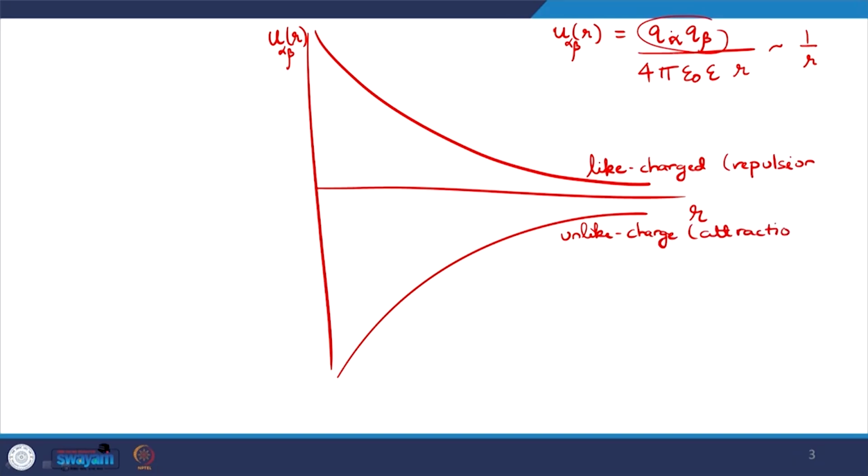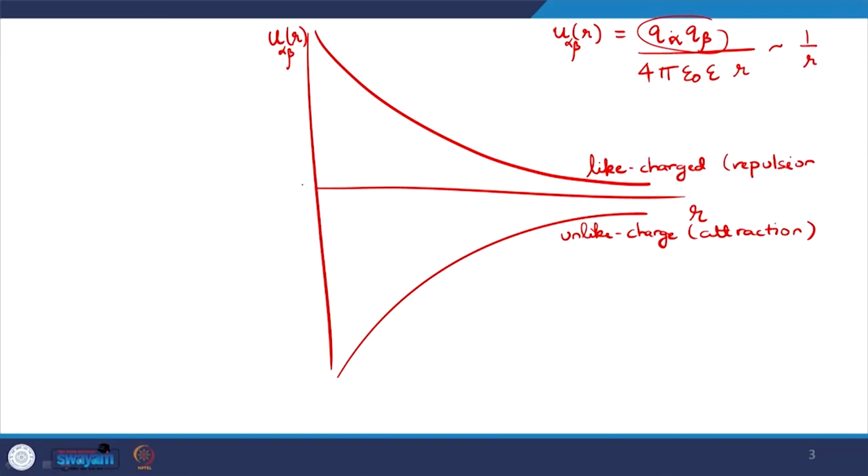I am only showing the shape here. Of course, the magnitude will change as the charges change, but for the sake of the mathematical form, this is what it will look like. Next, or I would say even before what we have discussed, we can consider an ideal gas. Ideal gas is when there is no interaction, so it will follow along this line, where irrespective of separation, there is no interaction whatsoever between the two particles in the system.